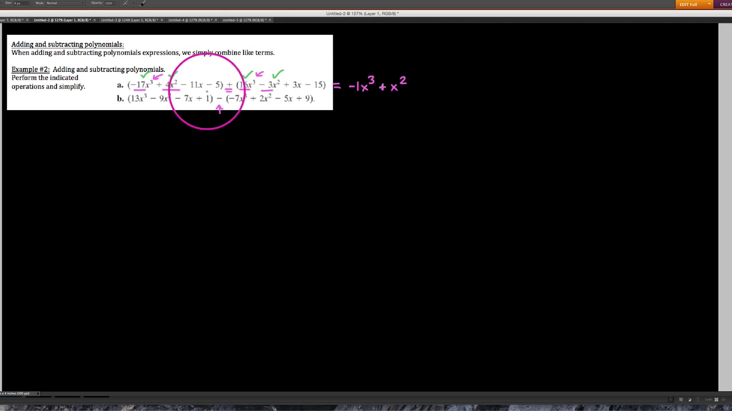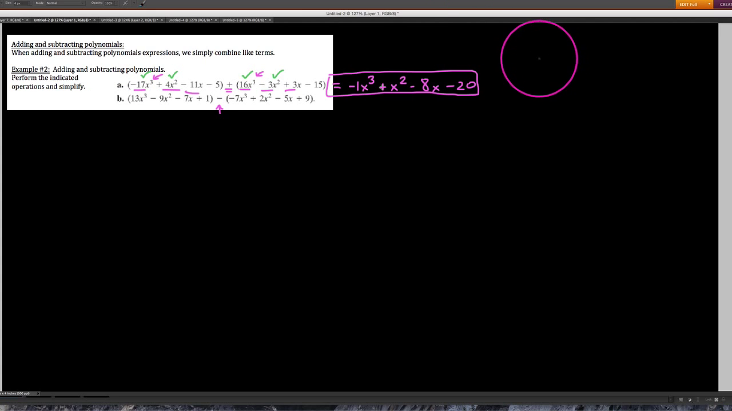Let's go to our x to the first terms. Negative 11, positive 3, that's a negative 8. So we have negative 8x to the first. And then last but not least, we have negative 5 as our constant on the first polynomial, negative 15 as our constant on the second. When you combine like terms with those, you get negative 20. So basically, we added a third degree polynomial to a third degree polynomial, and we got a third degree polynomial. And there it is. Now, subtraction.